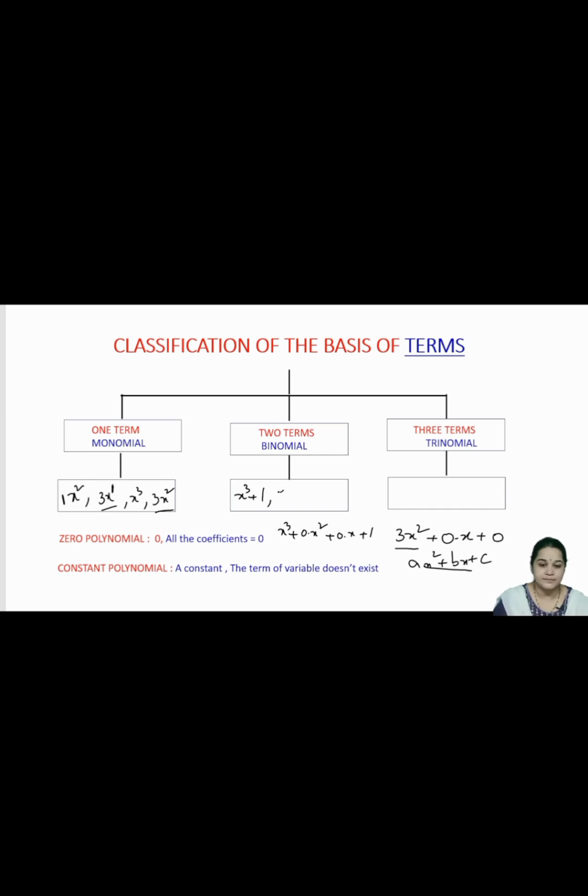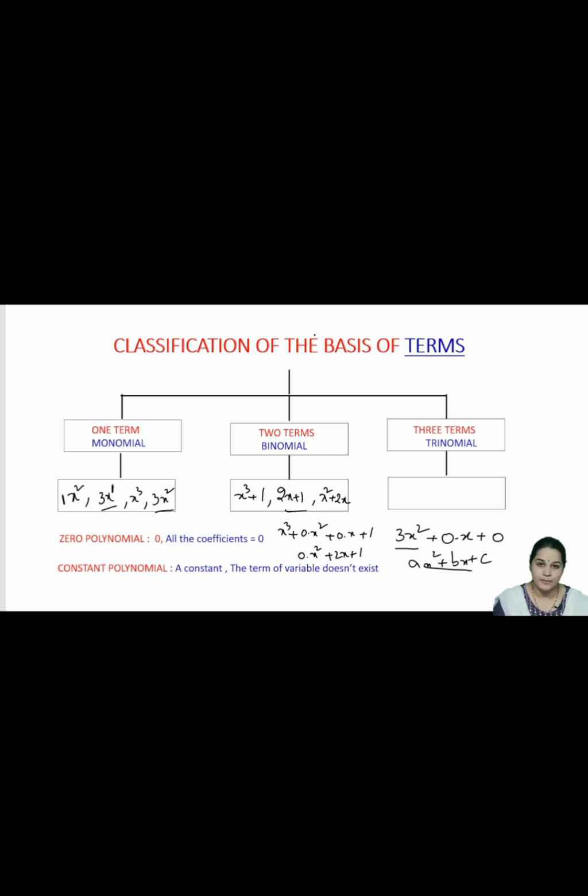Another example, 2x plus 1. This can be written as 0 into x square plus 2x plus 1. So we can say 2x plus 1 is a polynomial, but it is a binomial because in this polynomial we have only two terms. Another example for you, x square plus 2x. It is a polynomial, but it is a binomial.